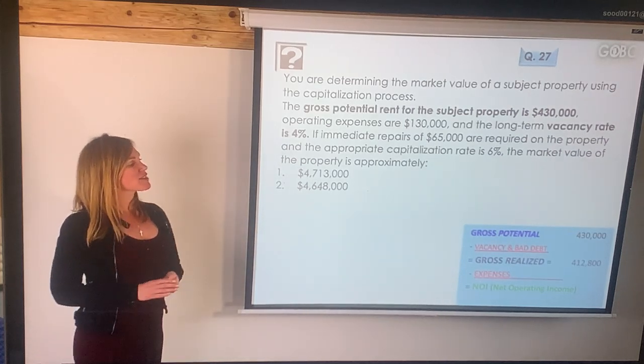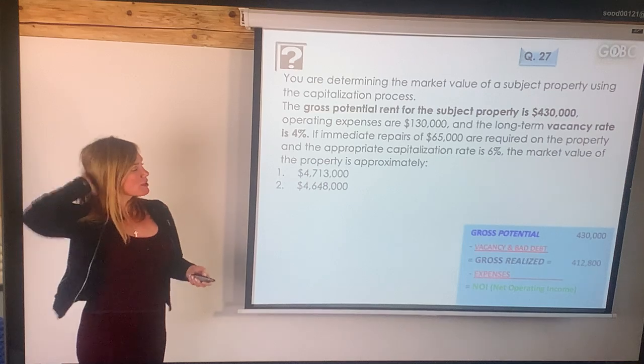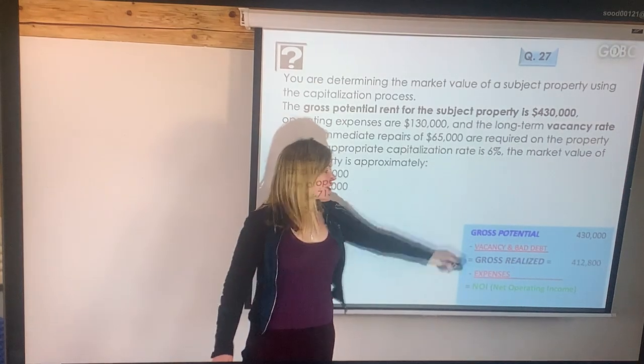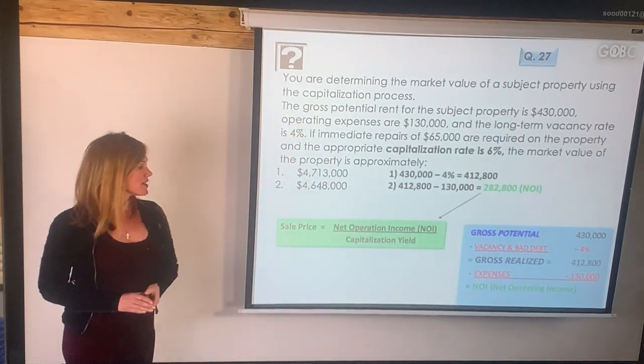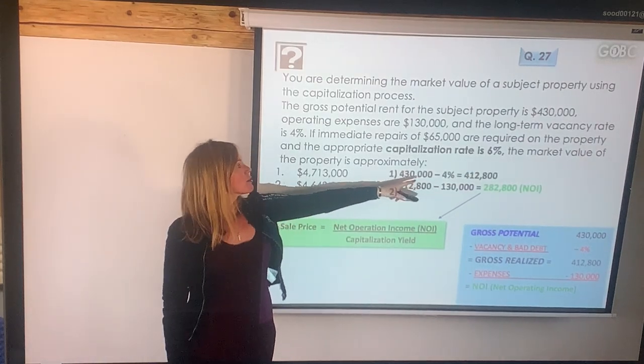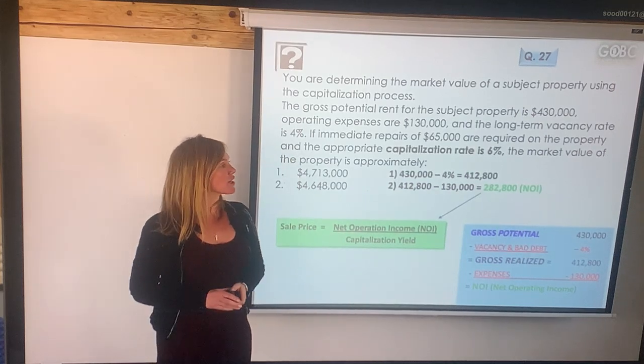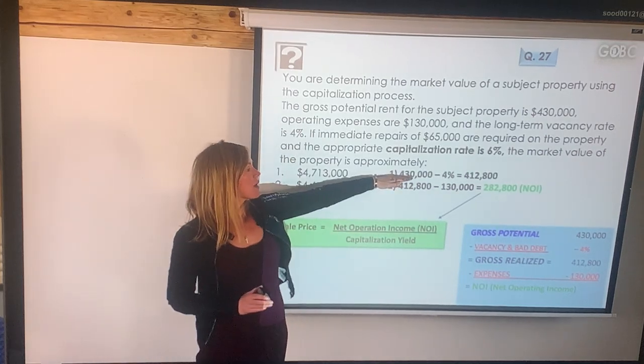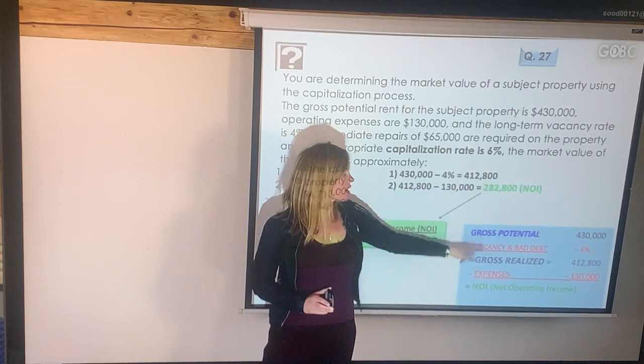So if it's a potential rent, what do we have to do? We have to work in step number 1. What do we have to minus out of potentials? We have to minus the vacancy and bad debts, right? So what we're going to do right now, we're going to minus the vacancy. Step 1, you're going to take 430,000 minus 4%, which is the vacancy rate, and that gives you the 412,800. So far, that's how much the gross realized revenue is here. So that's how much we come up with.